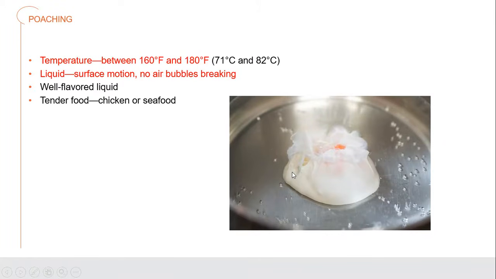Poaching. Poaching is when we are even more controlled. We're actually going down another step here, with a temperature between about 160 and 180. We're looking to have just a little bit of surface motion, but not bubbles breaking the surface of the water. You can just see those convection currents moving around gently in the water, and that's all. So you want to have a well-flavored liquid, maybe putting some vinegar in there, some seasoning as well. You're going to be using very tender foods, things like chicken, seafood, and in this case, eggs.